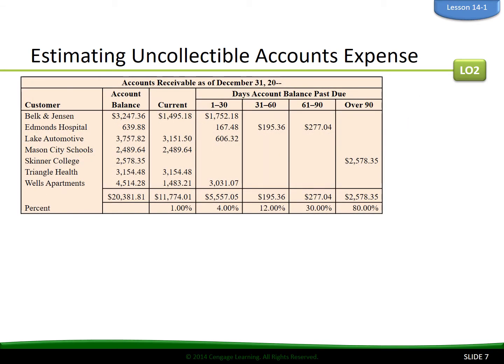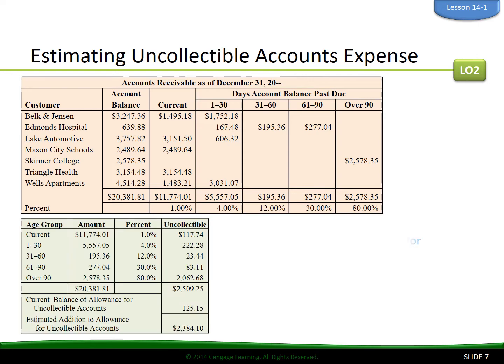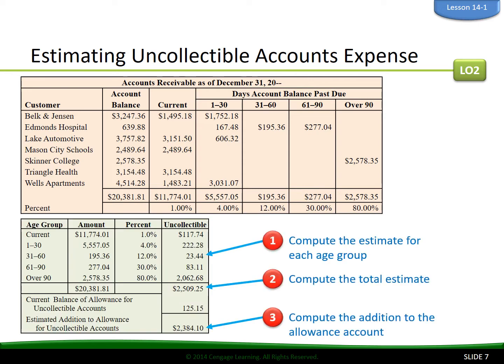Now, this is an example of what this would look like. And the steps. The first thing you would want to do is compute the estimate for each age group. And then you want to compute the total estimate. And then you want to compute the addition to the allowance account.